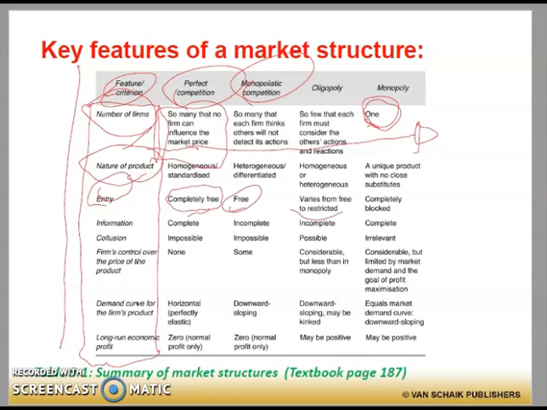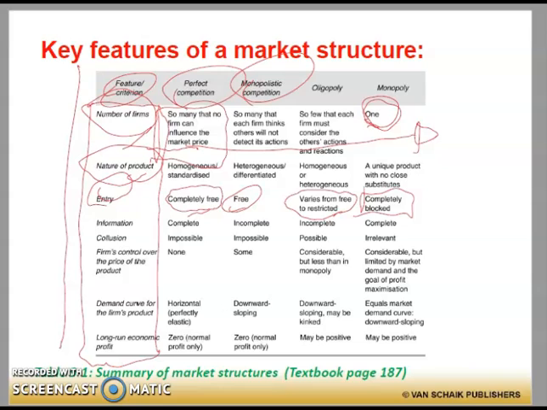And with oligopoly, it varies from free to restricted, and within the monopoly, it is completely blocked. The fourth factor is the information or the degree of knowledge. This refers to the information about market conditions available to market participants. Perfect competition firms are assumed to possess full information or perfect knowledge of the market conditions, which implies that there is no uncertainty under perfect competition.